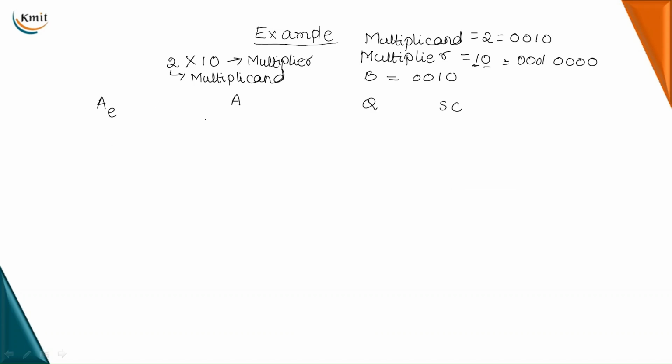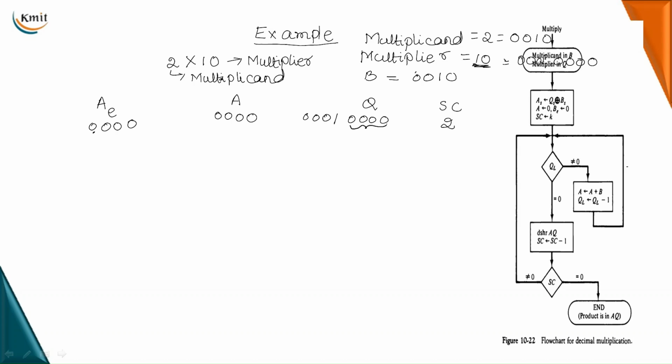Initially, AE will be cleared to all zeros, A will be cleared to all zeros, and the sequence counter has to be set to the number of digits of the multiplier. Since the multiplier is a 2-digit number, the sequence counter is 2. Q holds the multiplier, 00010000, and the last digit is QL, the least significant digit of the multiplier.